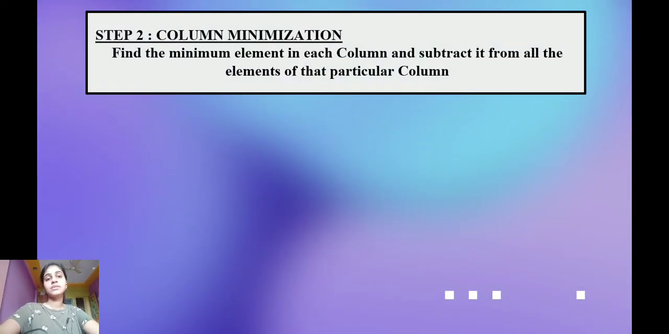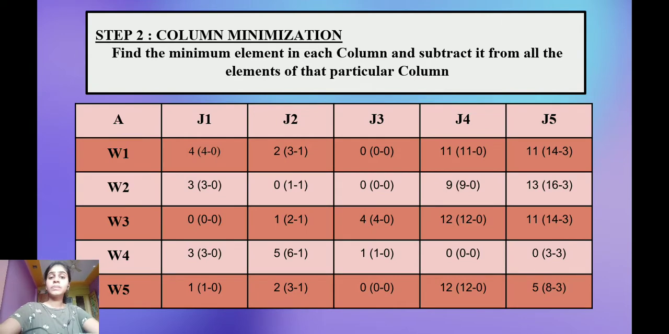The second step is column minimization. Column minimization is done vertically, so we can see the J1 column. In the J1 column, 0 was the minimum value, so it is subtracted from the other values. So on J2, J3, J4, J5, we have to do the same process.